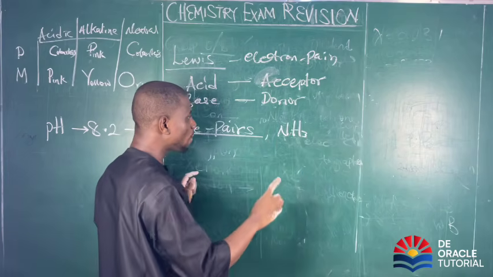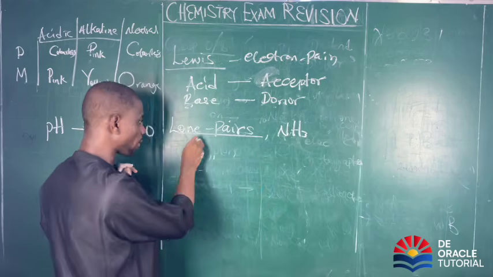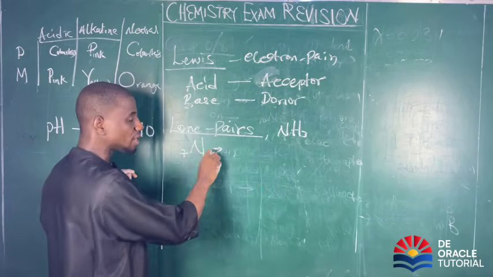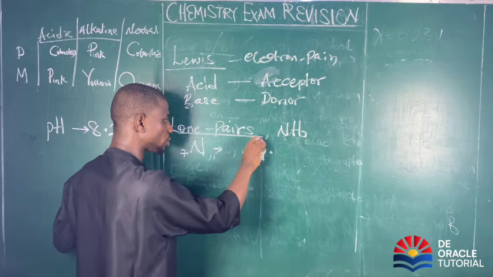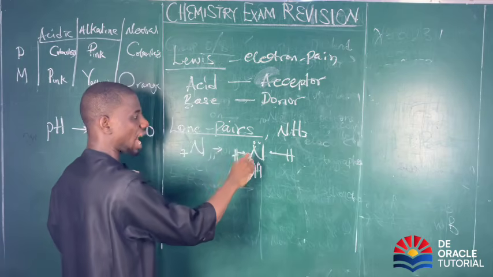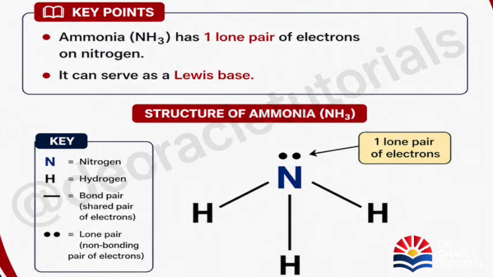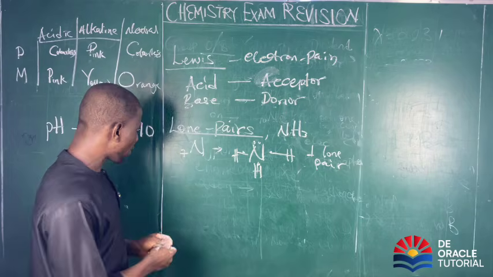In ammonia, it is found between a nitrogen atom and 3 hydrogen atoms. Remember, nitrogen is element number 7. It has 5 valence electrons. So a hydrogen will come and bond on it, this is hydrogen, this is another hydrogen, another hydrogen. How many electrons are remaining? 2. So how many pairs? 1 pair. So this NH3 has 1 lone pair of electrons, so it can serve as a Lewis base.